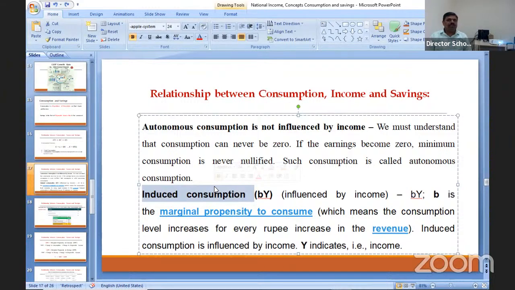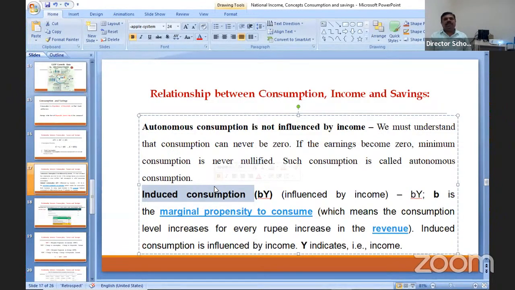Autonomous means which is not dependent on income. If the income of any person is zero, then still the person has to make some expenses on their basic needs for survival. That consumption is called autonomous consumption, which is not dependent upon income. Autonomous means independent, freedom.